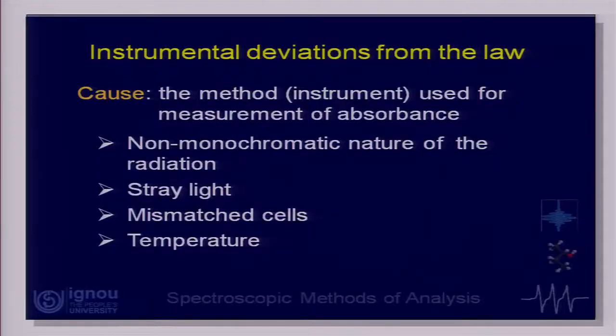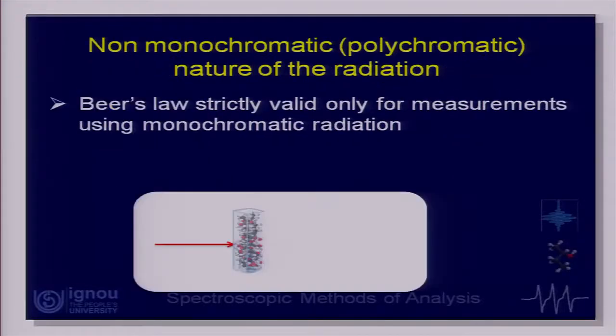Okay. First, let us talk about the non-monochromatic nature of the radiation which I am going to use for making the measurement. If you really ask, the Beer-Lambert law or Beer's law is applicable only for monochromatic light. That means, if I have a sample here and radiation is coming with intensity P naught, and what comes out is intensity P, the relationship between P naught and P will hold only if this radiation happens to be monochromatic, meaning of a given wavelength only.